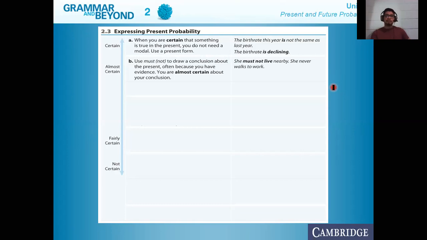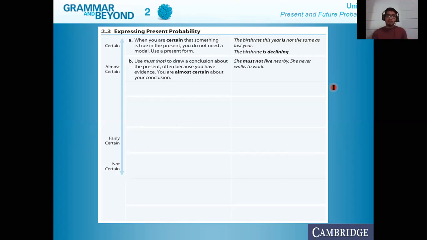Let's take a look at the example. She must not live nearby. She never walks to work. So you see, this is an example in which we're seeing a fairly certain opinion about something. Why? Because she must not live here. Why is this person saying that? Because she never walks to work.